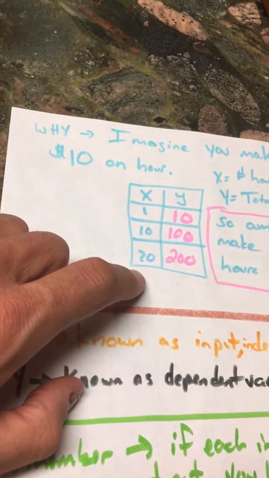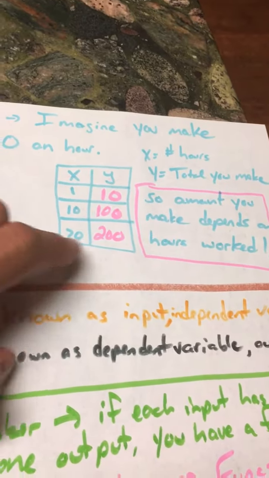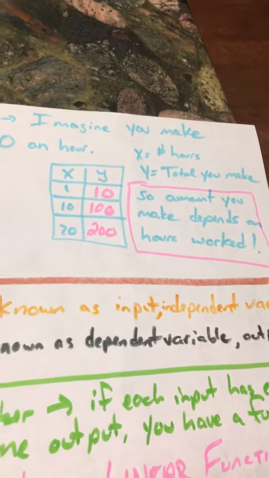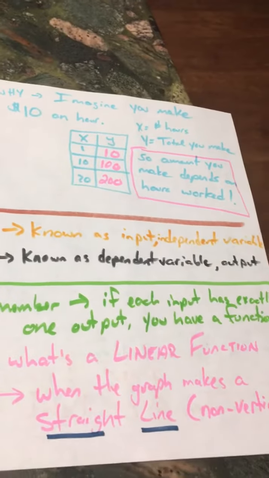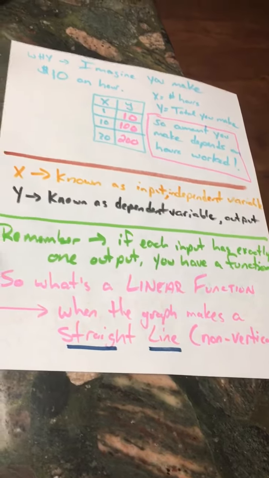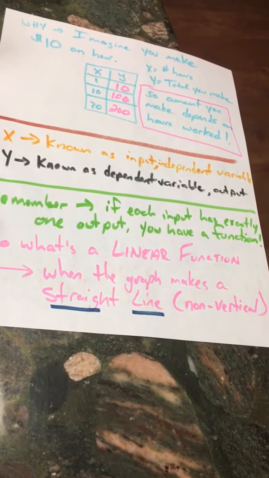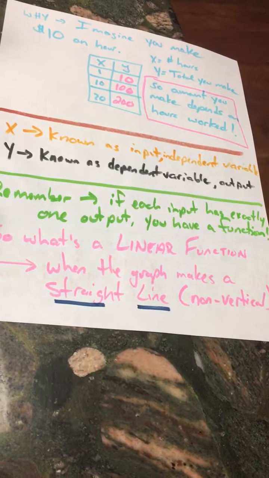So x is the input. X is also known as the independent variable. Y is the output. Y is the dependent variable. Okay, that's what that says right here. I'll put pictures of this online too if it's kind of moving around too much for you. So remember, if each input has exactly one output, you have a function.